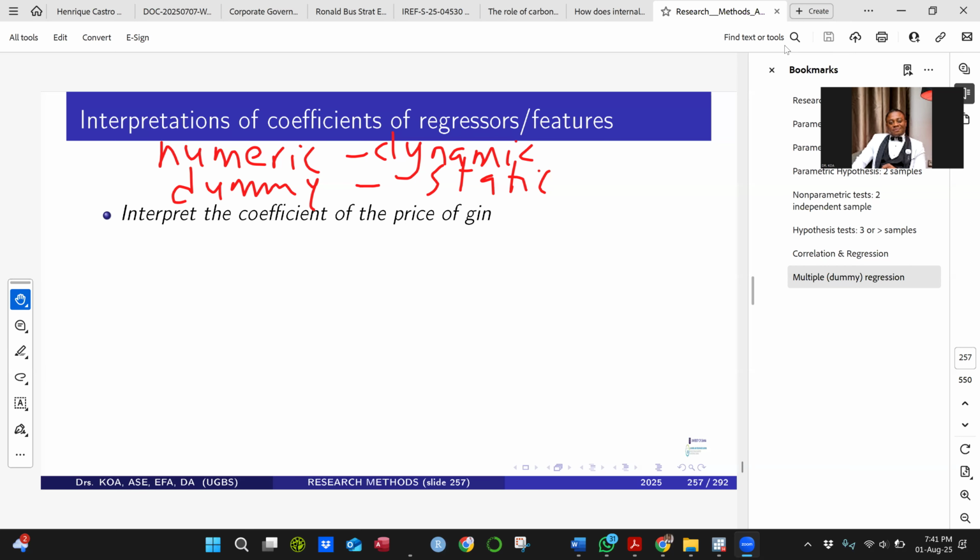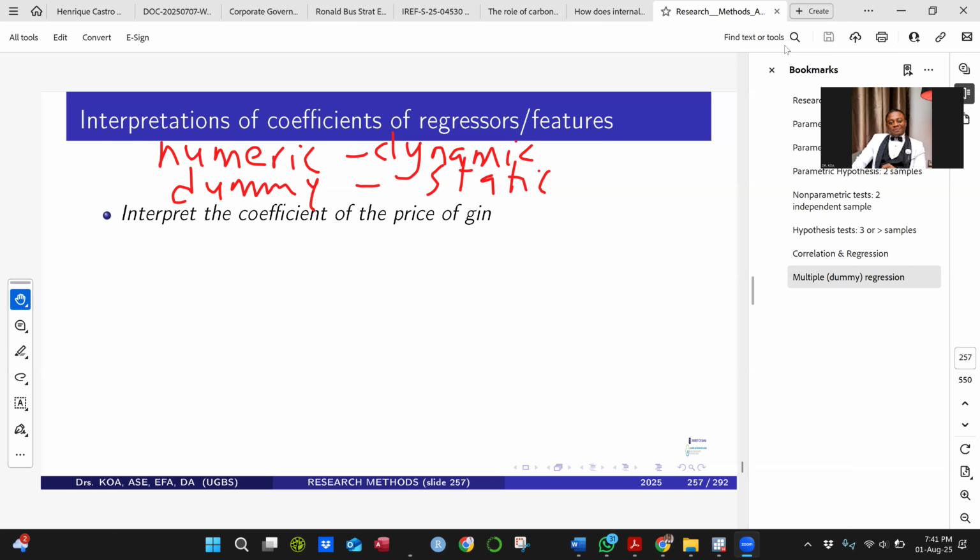So you start by saying that on average, given, and then you don't mention the price, but you mention all the others. Since you are interpreting the coefficient of price, you don't talk about price, but you talk about the others. Because at that stage, you are talking about price, so you are not holding it constant. You are not holding it as given. No.